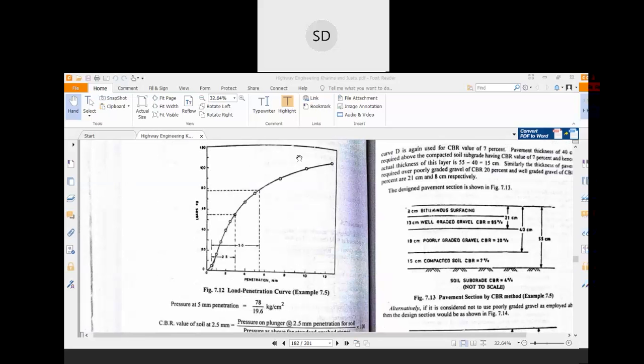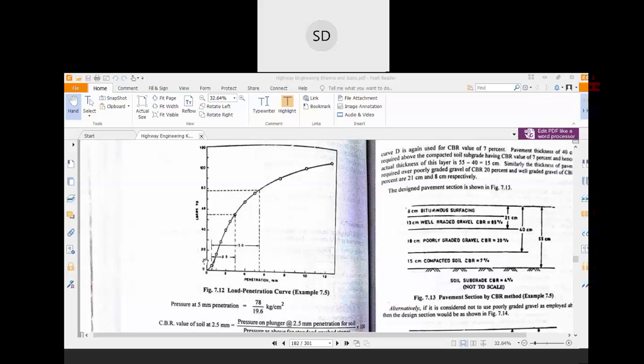Okay, so after that you have to draw one curve. In the curve, in the x-axis there would be penetration values, and in the y-axis there would be load values. So based on this load and penetration, you have to draw a curve. After drawing this curve, you can observe that in this portion there is a convexity of the curve. If such type of convexity appears, it means that your curve needs some corrections.